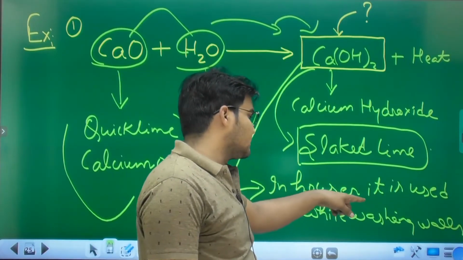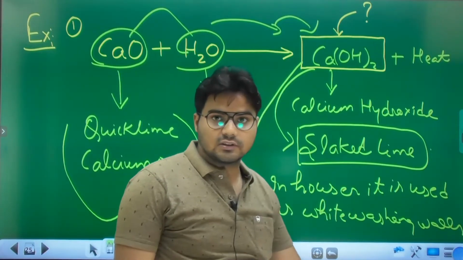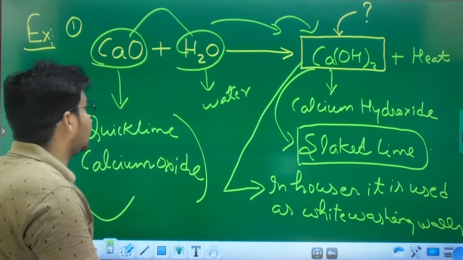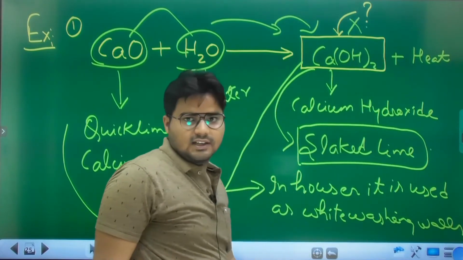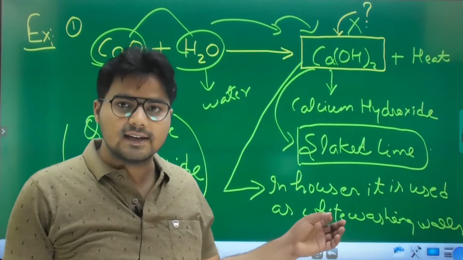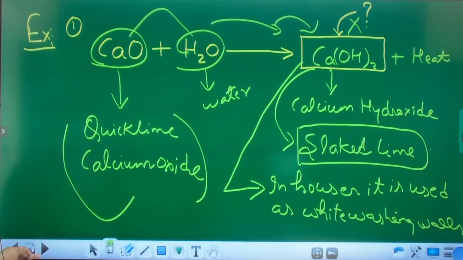In your examination, most of the time the question asked is which compound is used for white washing walls. The question simply says CaO plus H2O, and X is the compound that forms, and you have to know about X and what the use of X is. Now move to the next example.